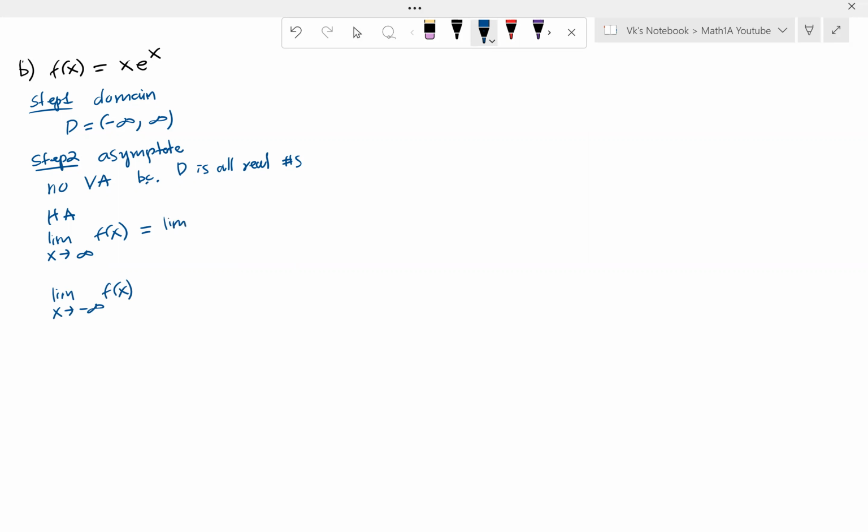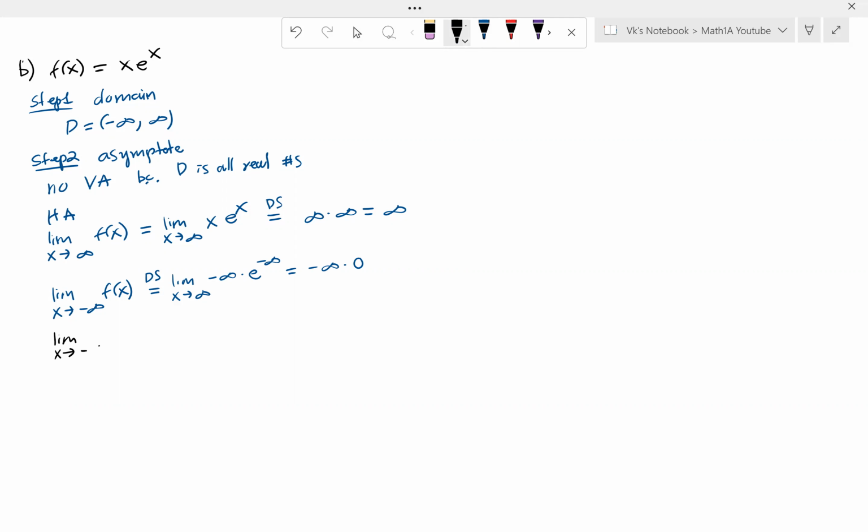Let us do the limit as x goes to infinity of x e to the x. If we do a direct sub, we have infinity times infinity, which is infinity. For negative infinity, if we do a direct sub, we would have negative infinity times e to the negative infinity. And that is, as you can see, negative infinity times 0, an indeterminate product. So we have to write the function as a quotient and figure out the limit.